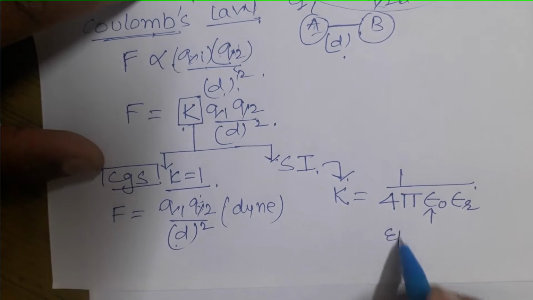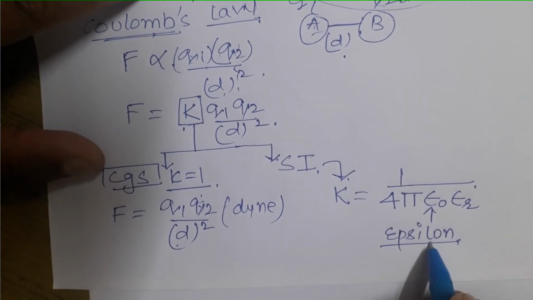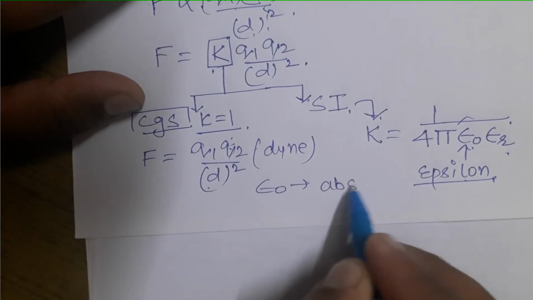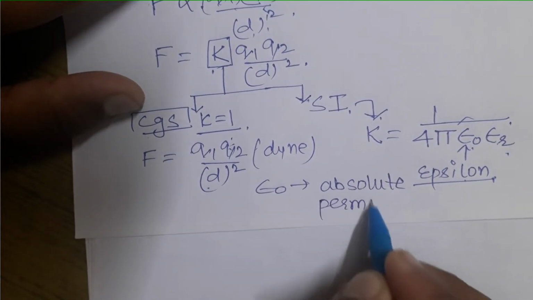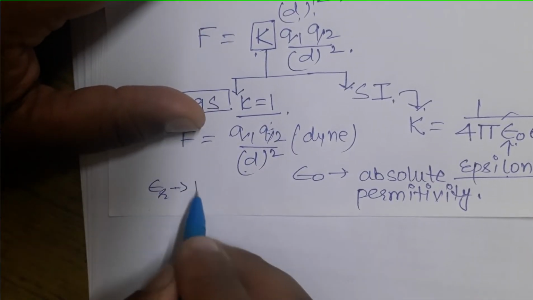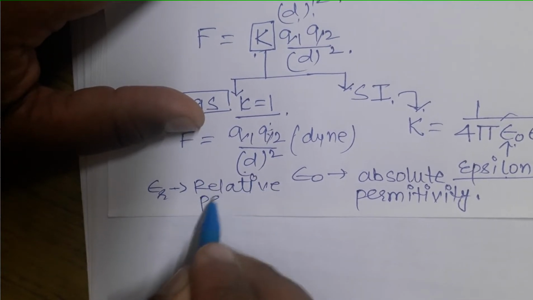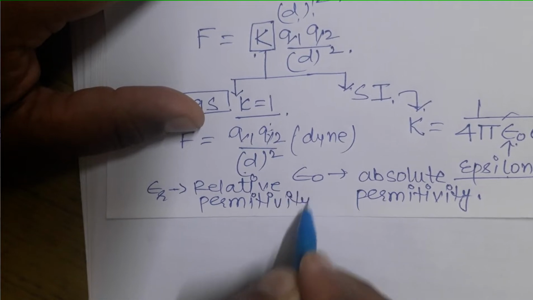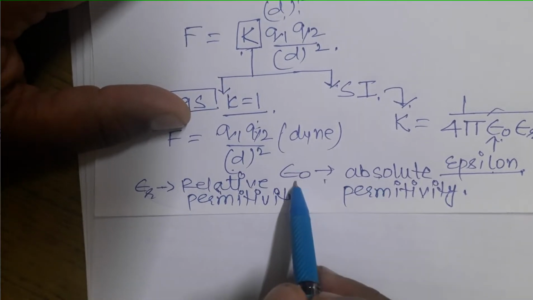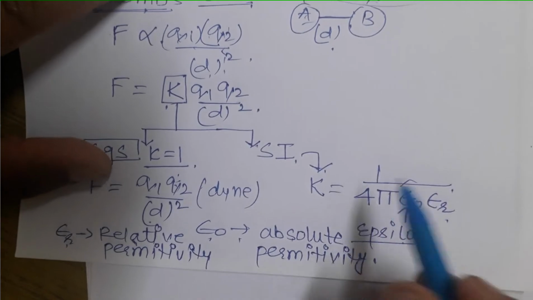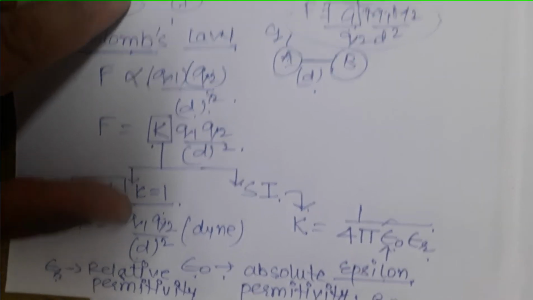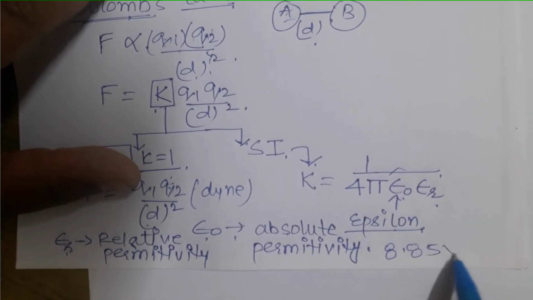1 by, now listen carefully, 1 by 4 pi epsilon naught epsilon r. This is pronounced as epsilon, epsilon naught epsilon r. But what is epsilon naught? Epsilon naught is called absolute permittivity. And what is epsilon r? Epsilon r is called relative permittivity. This is also sometimes called the dielectric constant. The values of epsilon naught and epsilon r are given in the question.